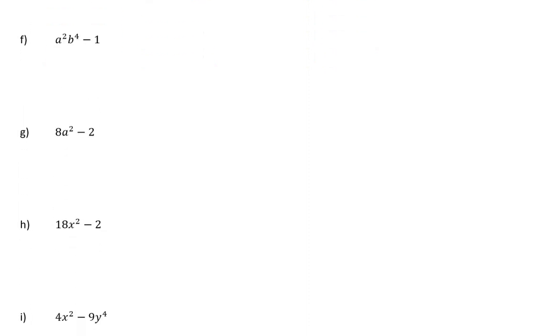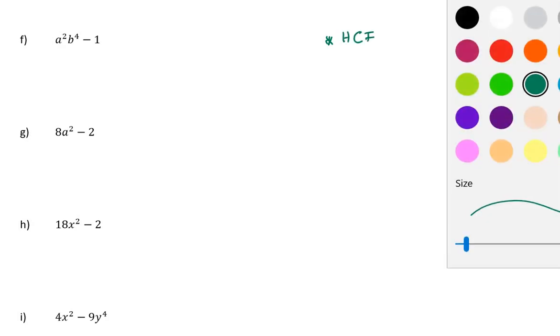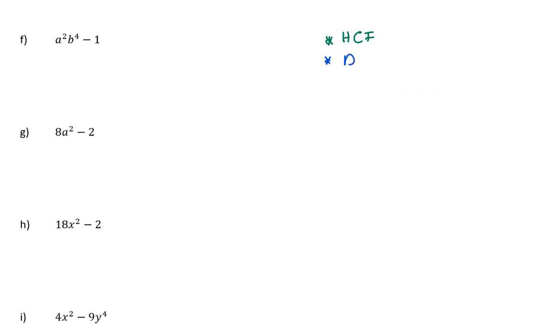Right, moving on. Question F. Is there a highest common factor? Nope, there's not. Is this a difference of 2 squares? And I think it is because I see 2 terms. I see a minus, which is always important, and they're both perfect squares. So let's go and factorize this quickly. What multiplies by itself to give you a squared? A times a, and b to the power of 4 would be b squared times b squared, and we by now know that to get 1 is 1 times 1, and because this is a minus, I know that my signs can be different, so it's plus and minus.